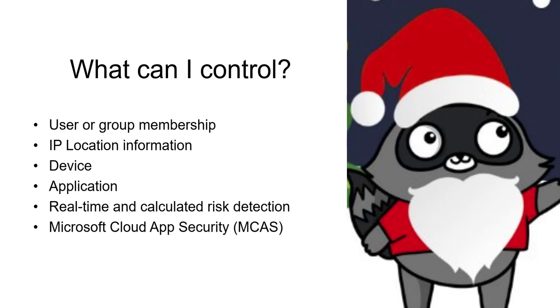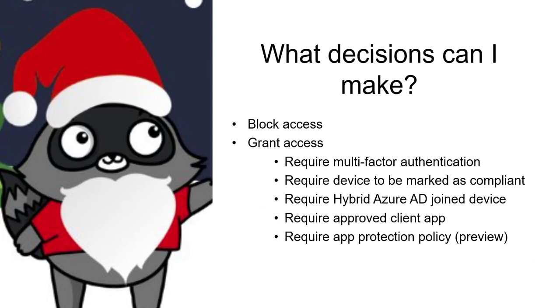So that's what we control, but what decisions can I make? Well, at the core I have two decisions. I can block access, which is the most restrictive decision, or I can grant access, which is obviously the least restrictive decision, but within grant access I can still require one or more of the following options: multi-factor authentication, device to be marked as compliant, hybrid Azure AD join device, which means an Azure Active Directory joined device that is also joined to a Windows Active Directory domain services domain. I can require a specifically approved client application to be used, or I can require an Intune application protection policy to be enforced.